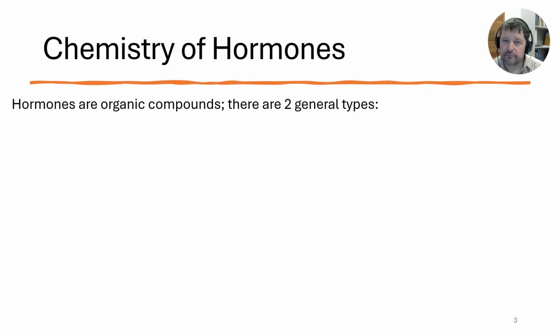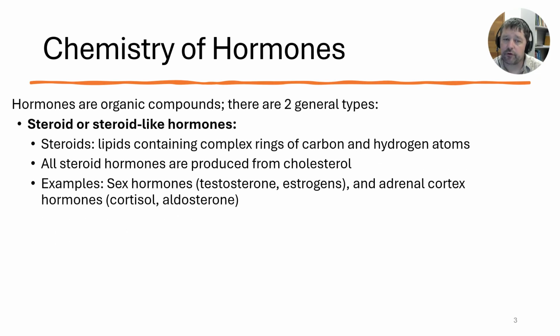So two general types, okay? You have steroid or steroid-like hormones. Steroid is a type of lipid or a type of fat. Okay, so these would be fat soluble or fat-based hormones. Okay, and so when we're talking about these different steroid hormones, remember if it's lipid, and this goes back to just general science, if it's a lipid or a fat, it's insoluble or non-soluble in water. Okay, so just keep that in mind.